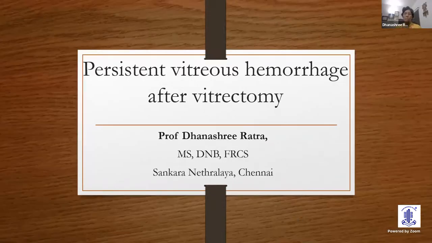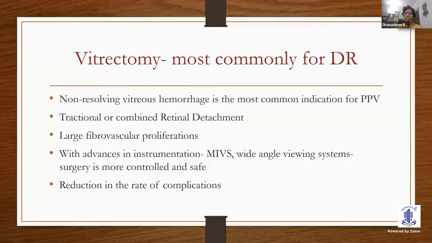I'm going to talk to you about persistent vitreous hemorrhage after vitrectomy. Vitrectomy is the most commonly performed posterior segment surgery, and the most common indication is a diabetic retinopathy complication. Among the diabetic retinopathy indications also, a non-resolving vitreous hemorrhage is the most common indication for performing a posterior vitrectomy. And often there is large fibrovascular proliferation associated with either tractional or retinal detachment in these patients.